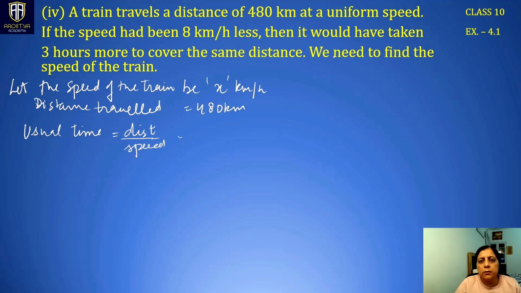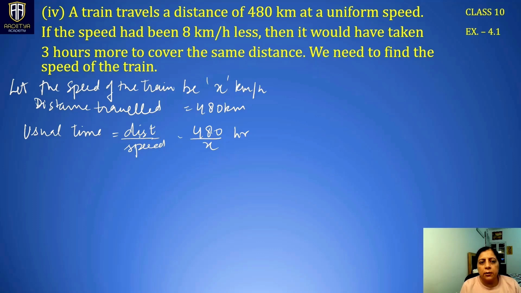This whole equation is about the difference in two timings. So you have to compare the two times. The usual time is 480 by x in hours. Like distance is in kilometers, speed is in kilometer per hour, so time is in hours. That means if a train travels without any disturbance in its speed, it takes 480 by x hours in usual cases.